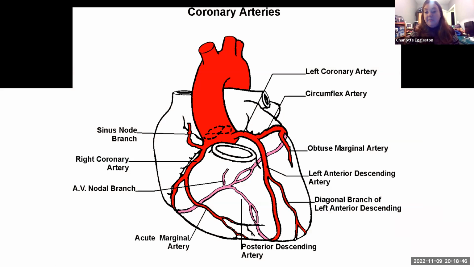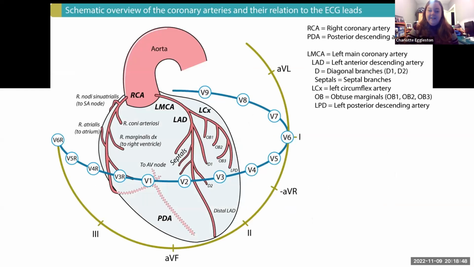I've just put a few other diagrams in because I'm a visual person. This is a bit of a summary. Again, we talked about before that the anterior of the heart, for example, is looked at by V3, V4. So if you've got big ST elevation there, you're probably convinced it's a LAD, or left anterior descending, lesion, for the anterior of the heart.